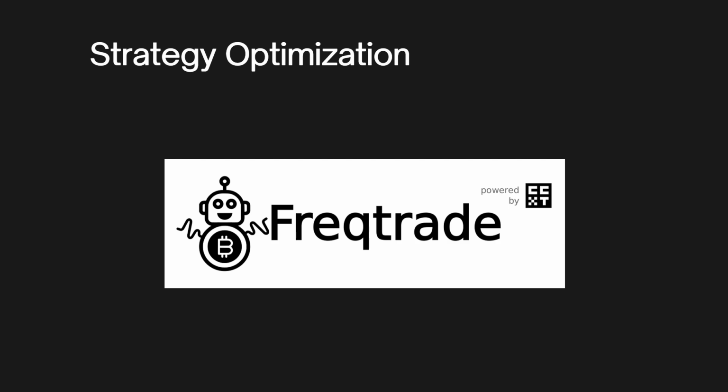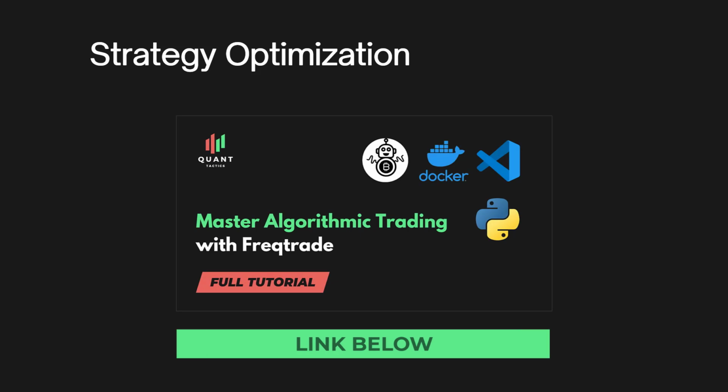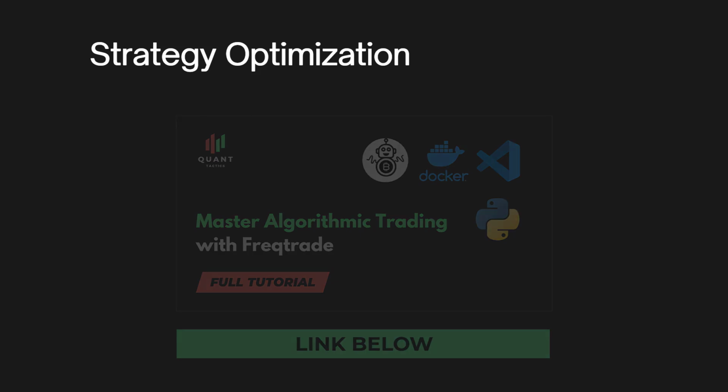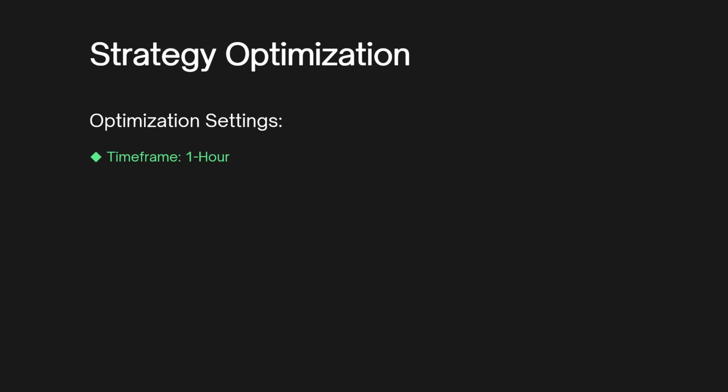Now that you understand the strategy, let's jump into the optimization phase using Freqtrade, a free open-source crypto trading bot built with Python. If you want to learn more, check out the full Freqtrade course linked in the description. We're testing on the 1-hour time frame, and to avoid overfitting, we'll split our data. 8 months of in-sample data for tuning, 4 months of out-of-sample data for testing real-world performance.